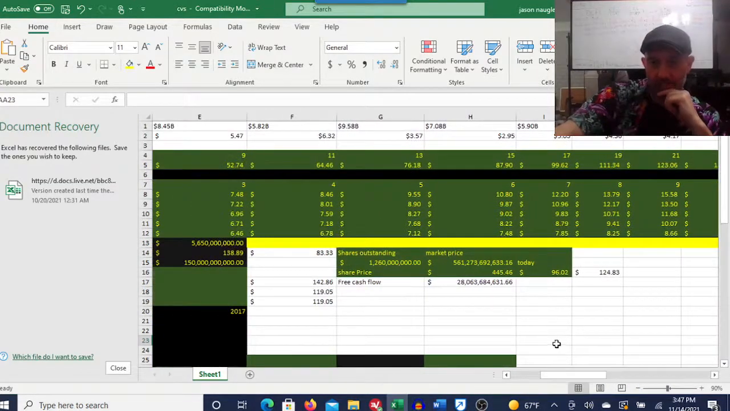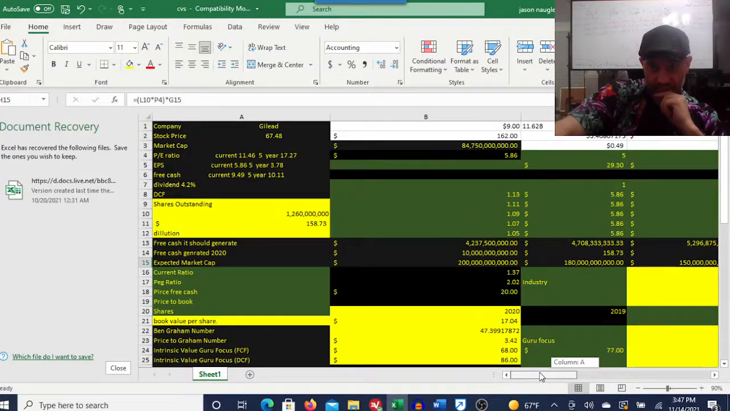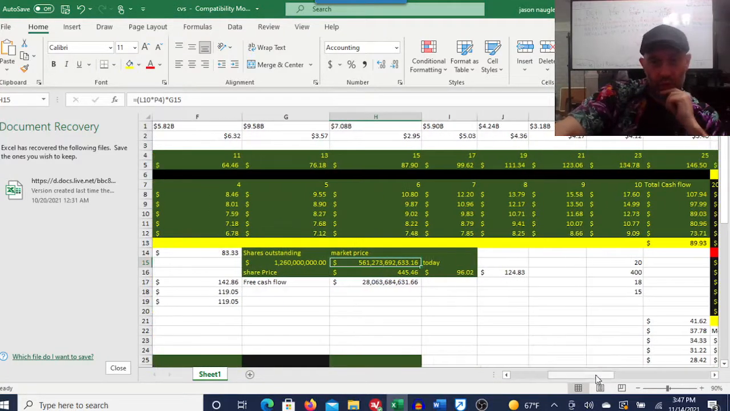Then we come over here, and this just depends on what you believe. For this one, for a market cap of $561 billion, all you need to generate is, what did I have that set up at? 9% return. If you expect Gilead Sciences to grow at 9%, which I actually think is reasonable, you're looking at a share price of $445 10 years from now. Doing a discounted cash flow for a 12% return, you're looking at a $96 stock. Accounting for share buybacks, you're looking at a $124 stock.